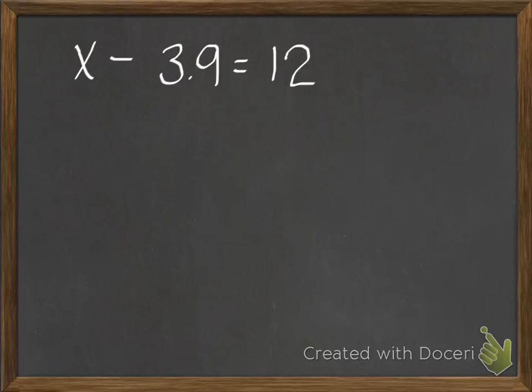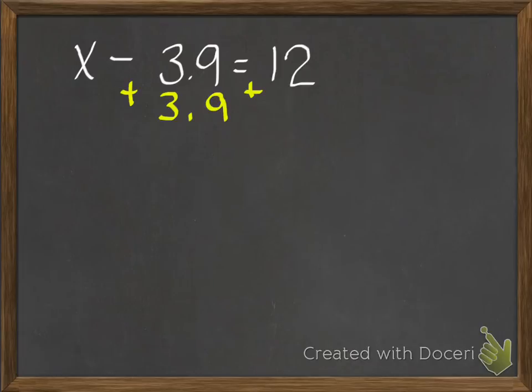Here we see x minus 3.9 equals 12. So again, don't be intimidated because one has a decimal and one does not. You just want to ask yourself, what's the variable? The variable is x. What's being done to the variable? 3.9 is being subtracted from it. How do I undo subtracting 3.9? Well, that's easy. I just add 3.9 to both sides.